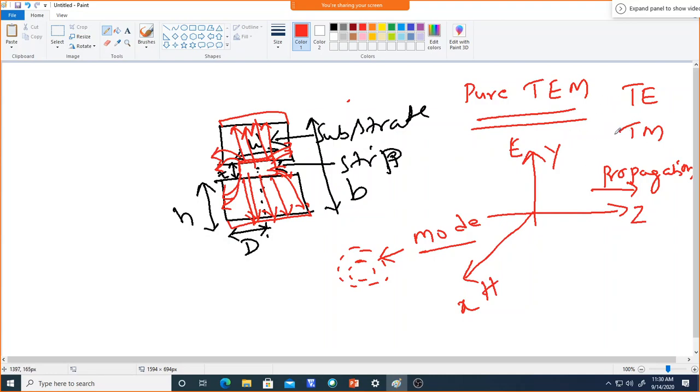In the waveguide you might have studied this already. If such a field pattern is available, it is called a mode, and then you may have a TE mode or TM mode. In the TM mode the magnetic field is always perpendicular to the propagation direction, and in the TE mode the electric field is always perpendicular to the propagation direction. In this strip line, as I said, it exhibits pure TEM wave propagation.